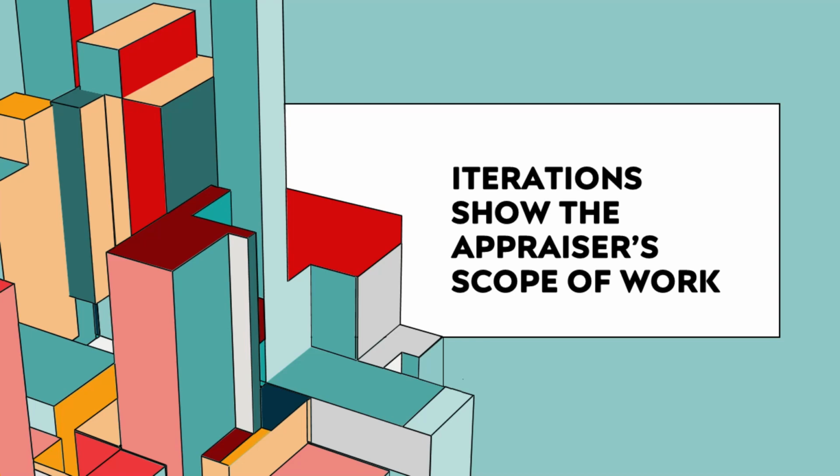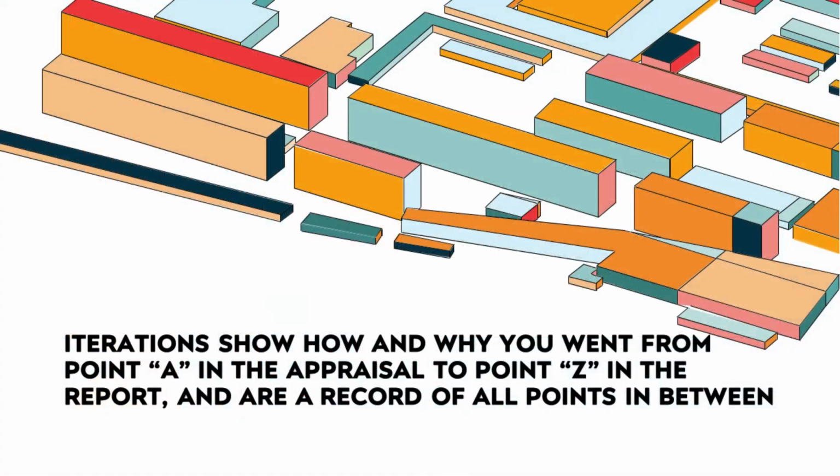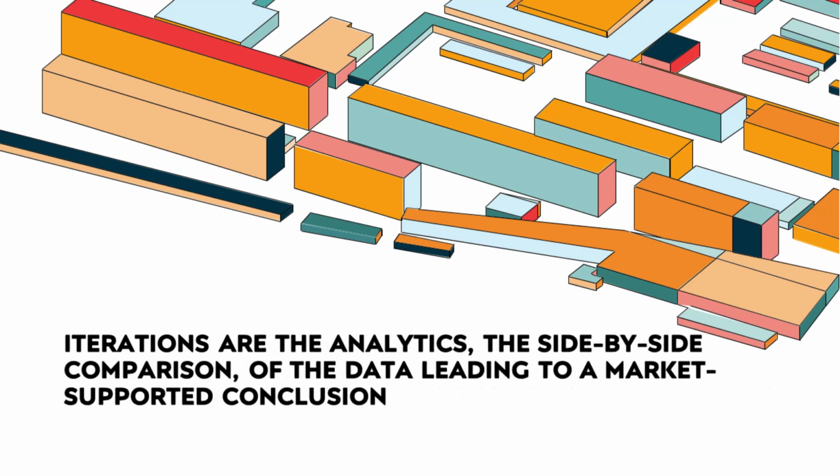Iterations are important since they show your scope of work. They show what you did, they show how you did it, and if you have enough details, they show when you did it and the context in which you did it, and that's important. Iterations show how you got from point A in the appraisal to point Z in the appraisal report and all points in between. Iterations are the analytics, the side-by-side comparison prior to reaching a value conclusion.